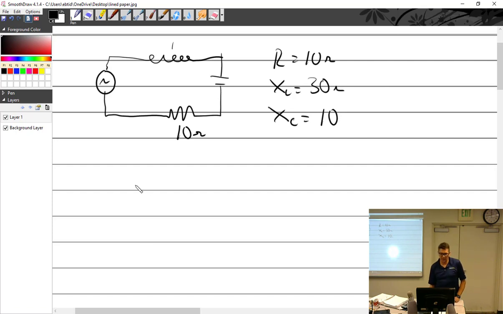All right? And then we look at our triangle. My adjacent side, that bottom right there, how long is that? That is 10. Very good. This side right here is 20, because it's 30 minus 10: X of L going up, X of C going down. 30 minus 10 is 20. So now I need to know what is Z, my impedance, the hypotenuse.